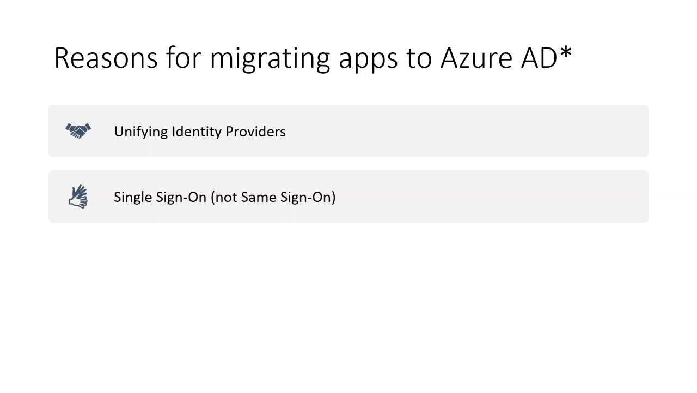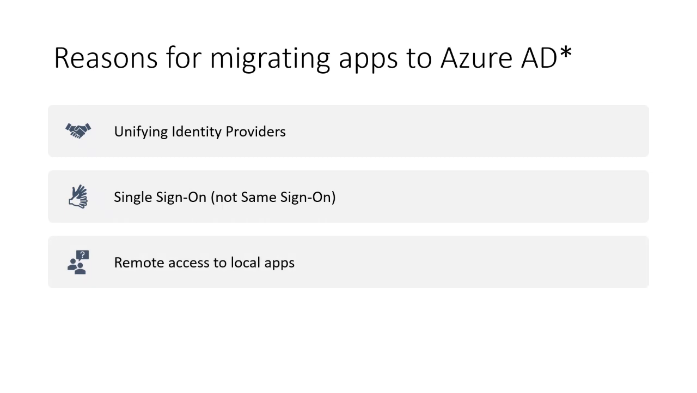Another thing is, of course, the single sign-on. Some applications allow for same sign-on, which is basically to make sure that it's the same username and the same password in your application as you're used to using, but you still need to sign on. With single sign-on, once you sign into one of your SaaS applications that is backed by Azure AD, you will be able to access all of the other ones without ever signing on again.